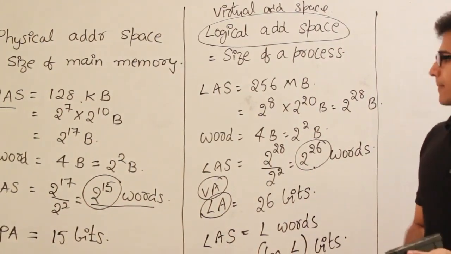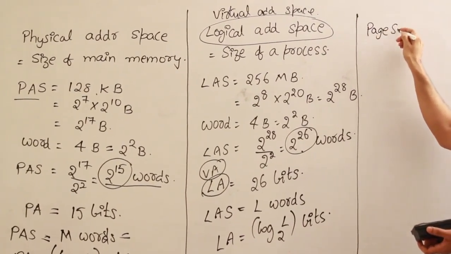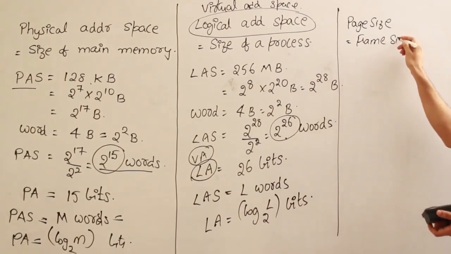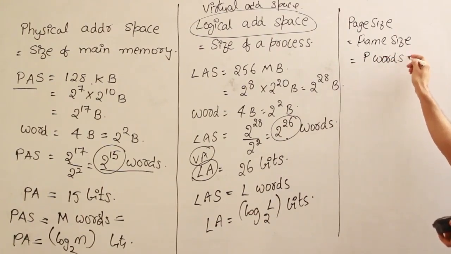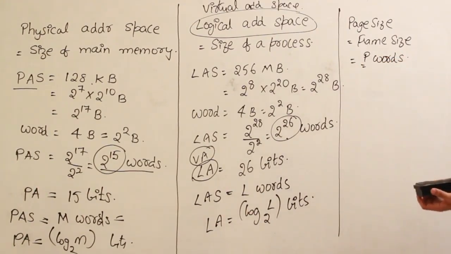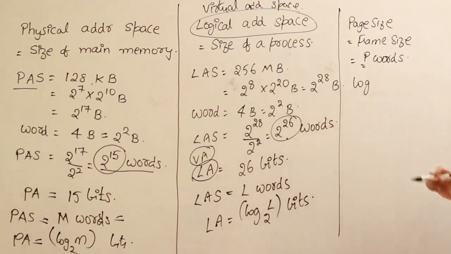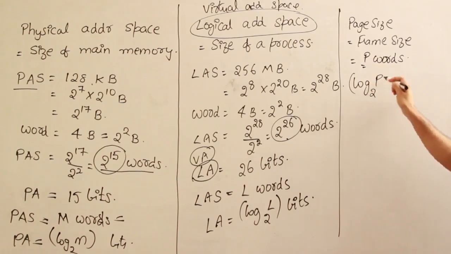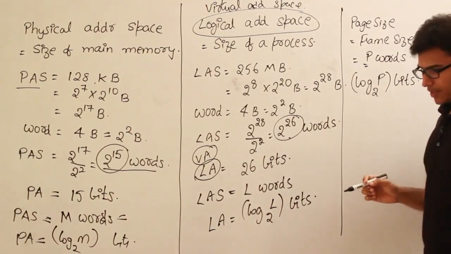Now let us assume that page size is equal to frame size is equal to p words. If these many words are present in the page or frame, then how many bits are required to address each word? The number of bits required to address each word within a page is log p base 2. These many bits are required in order to address a word in each page.